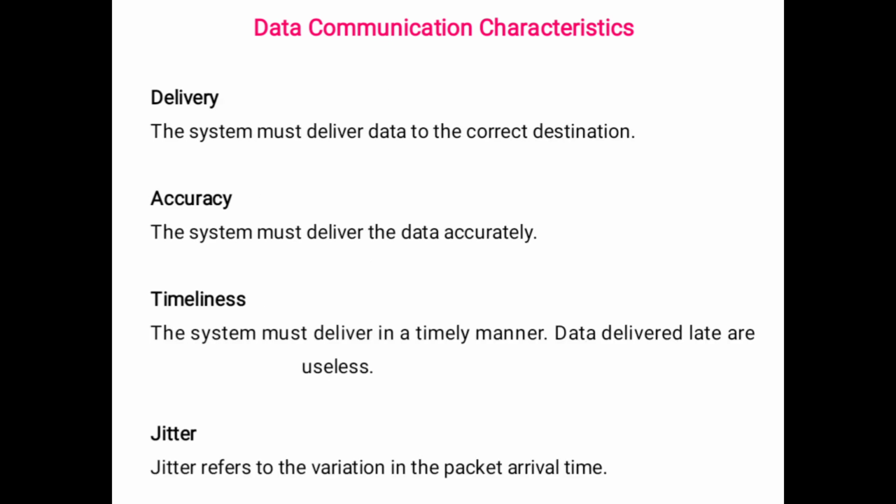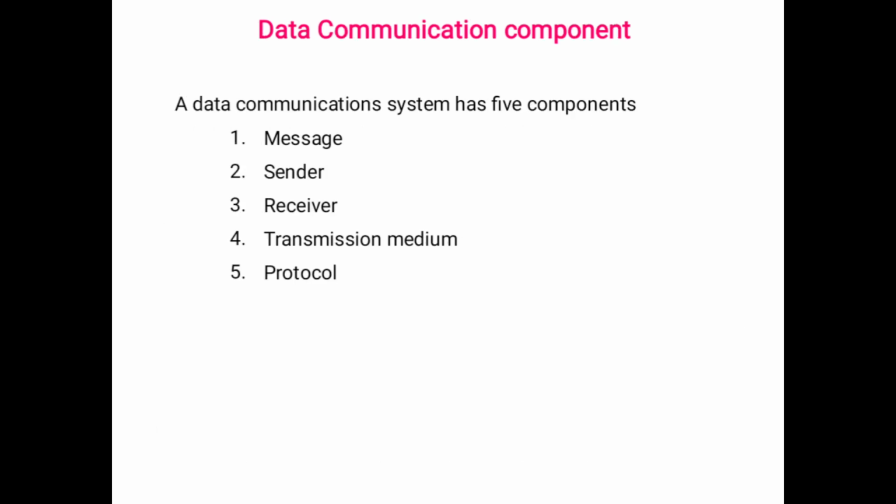So first one, delivery. What is meant by delivery? The system must deliver data to the correct destination. The next one is accuracy. The system must deliver the data accurately. The third one is timeliness. The system must deliver in a timely manner. Data delivered late are useless. The final one is jitter. Jitter refers to the variation in the packet arrival time.